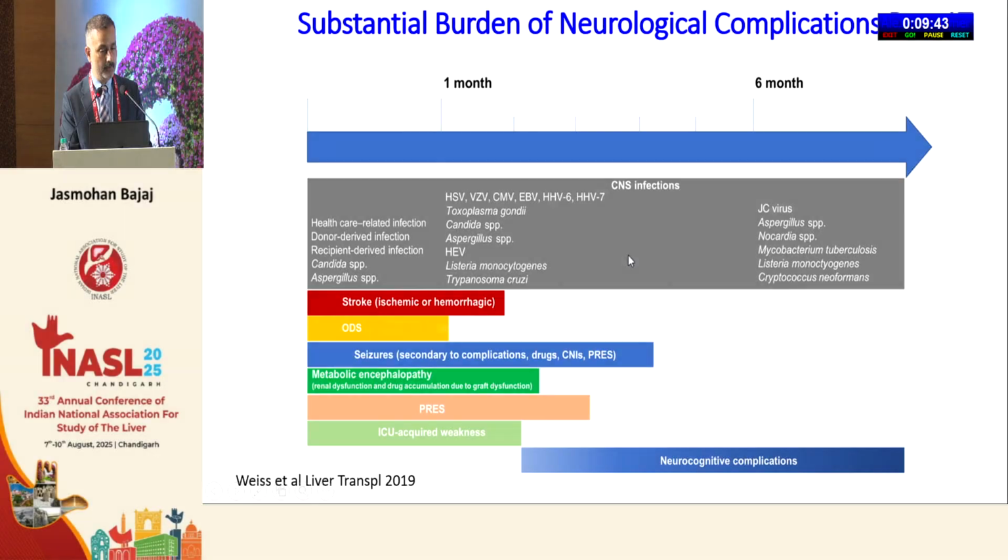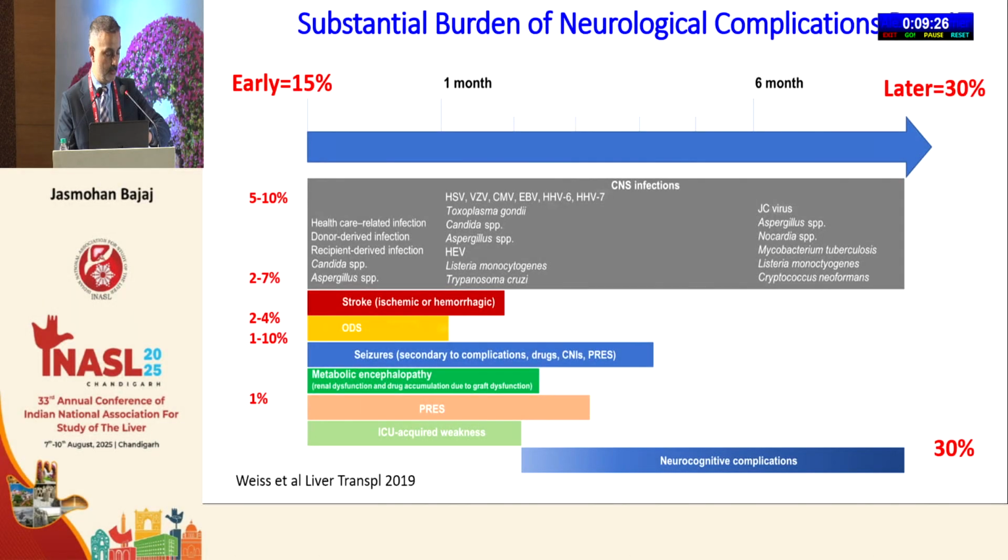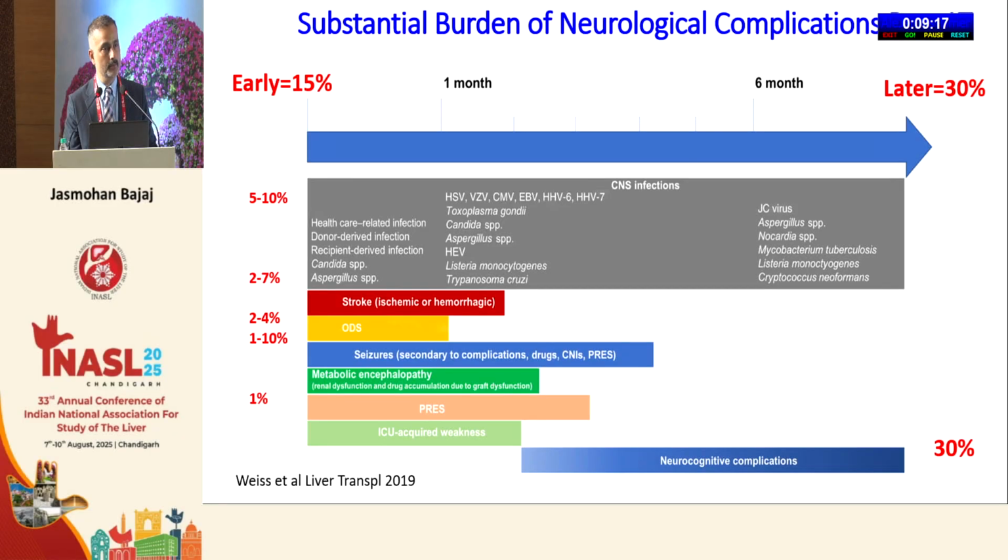So the burden of neurological complications is very different at 1 month and at 6 months. 15% of people have an early neurological complication that goes from CNS infections, stroke, seizures, metabolic encephalopathy as well. And later is 30%. So 30% of your patients with cirrhosis will have some kind of neurological complications late after liver transplantation. And this is really a problem because if we do not manage it, the patient is not self-sufficient.